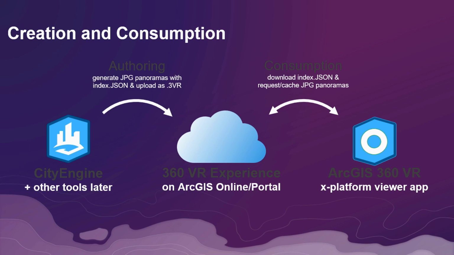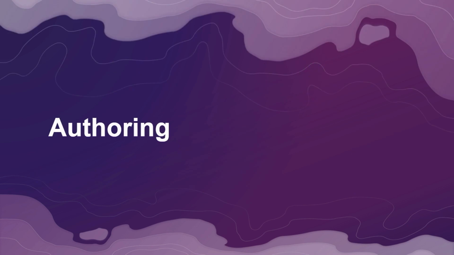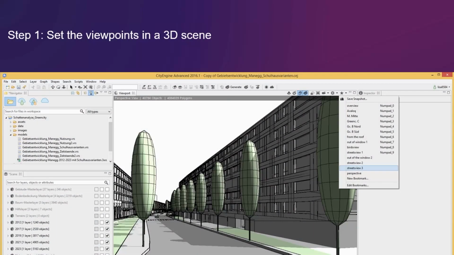So anything that you can bring into CityEngine, you can publish there. We've targeted urban planning, but other people have been using it for historical exploration or utilities visualization. But very simple: CityEngine, publish to a 360 VR, upload to the cloud, and then consume on the mobile device. Let's take a look at what that authoring process looks like.